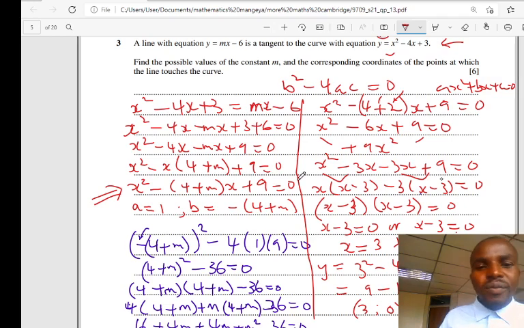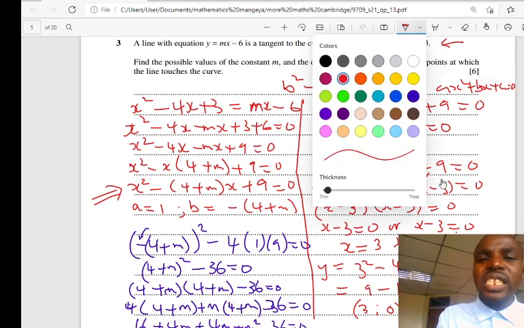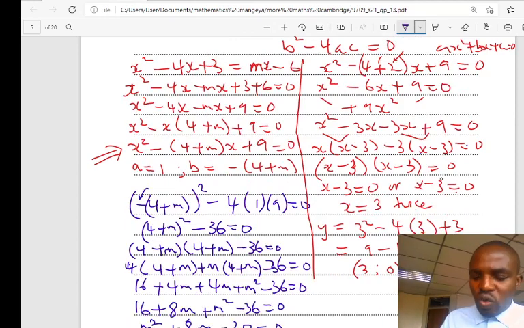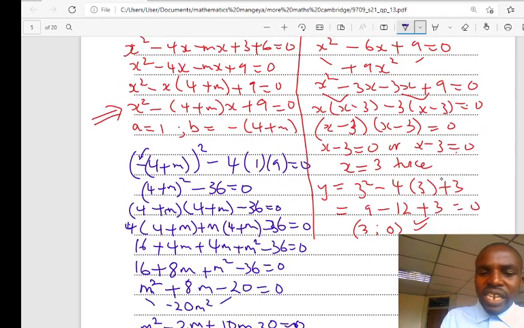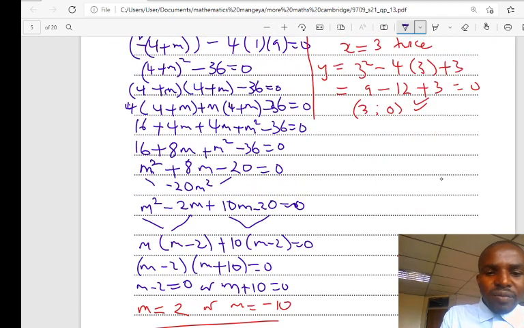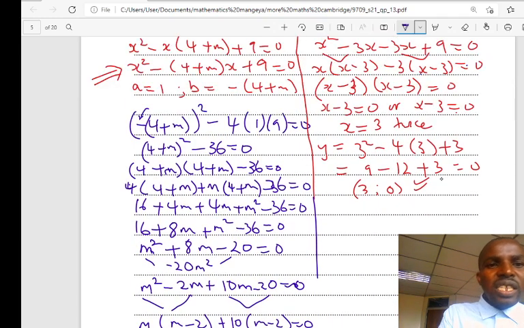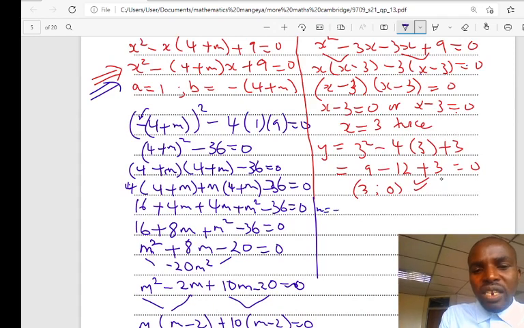Then the other one, you are now using m minus 10. Once they find two values of m, m is 3 and m is minus 10 here. We are using m minus 10 now. So if m is minus 10, we're substituting in the same equation, this one. So it will be m is equal to minus 10.